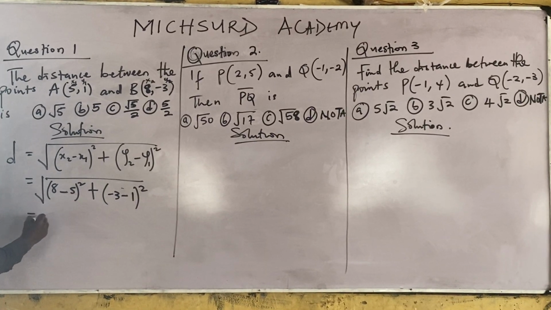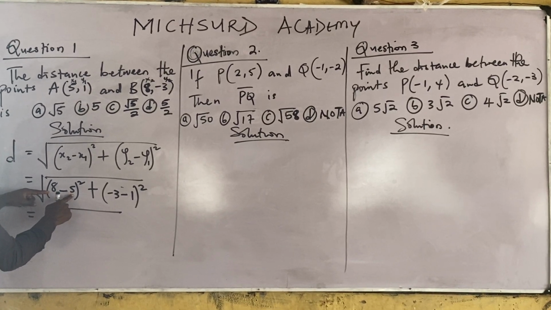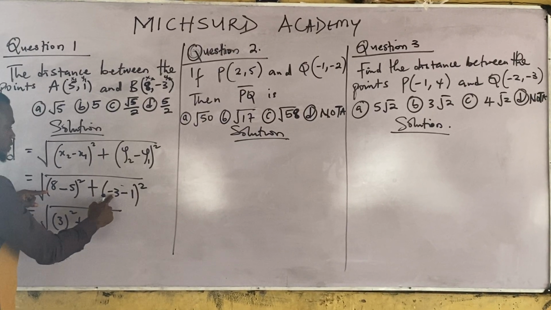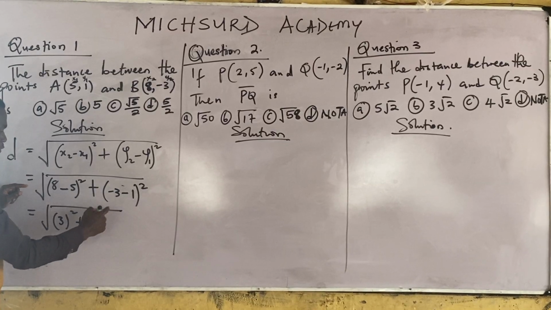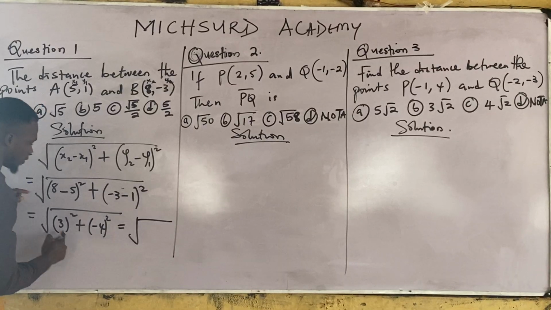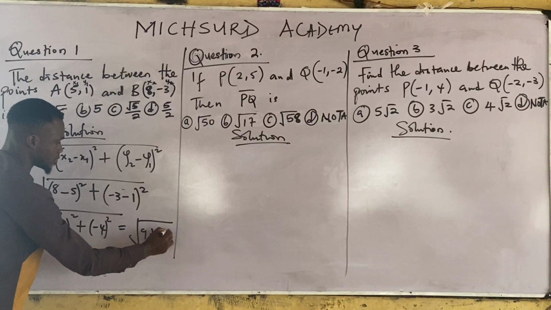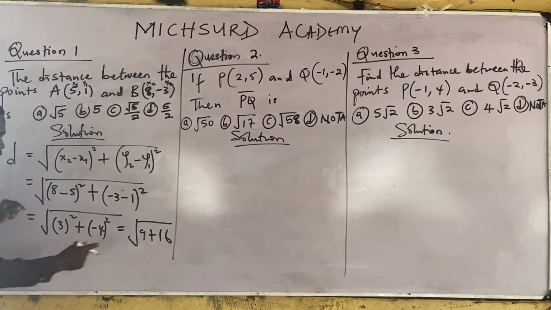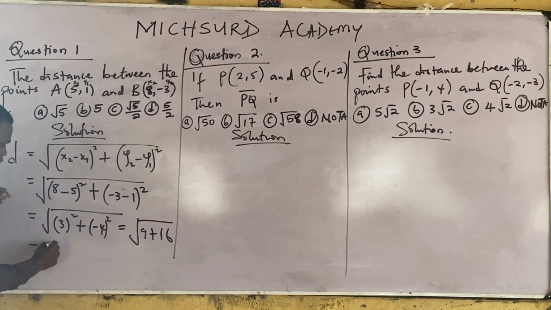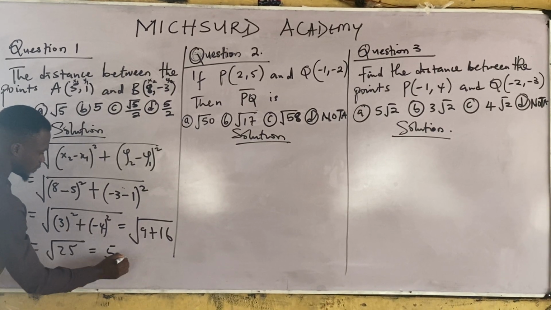Now we subtract. This is square root. 8 minus 5 will give us 3. So we have 3 squared plus, and minus 3 minus 1 will give us minus 4, so we have minus 4 all squared. 3 squared is 9 plus minus 4 squared will give us 16. If we add up 9 plus 16, that will give us 25. So we have square root of 25, and square root of 25 is 5. So we have the answer.